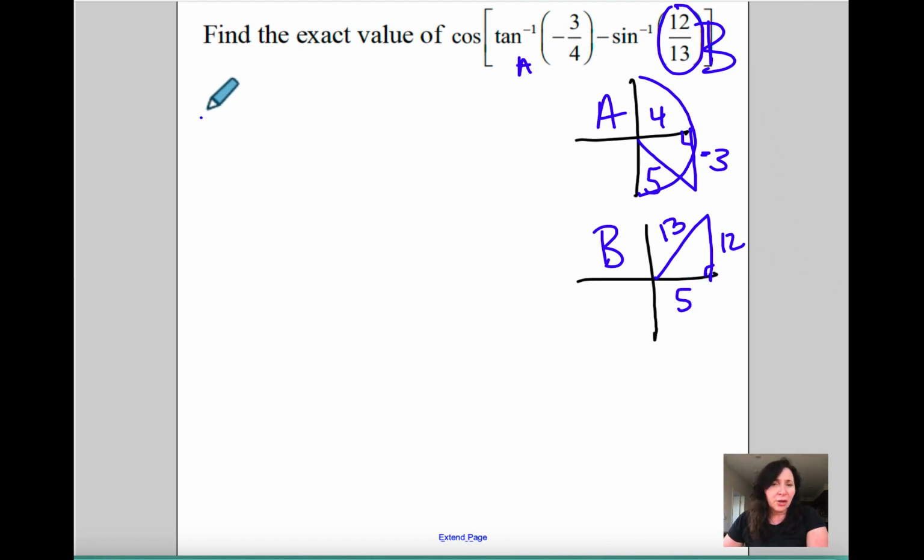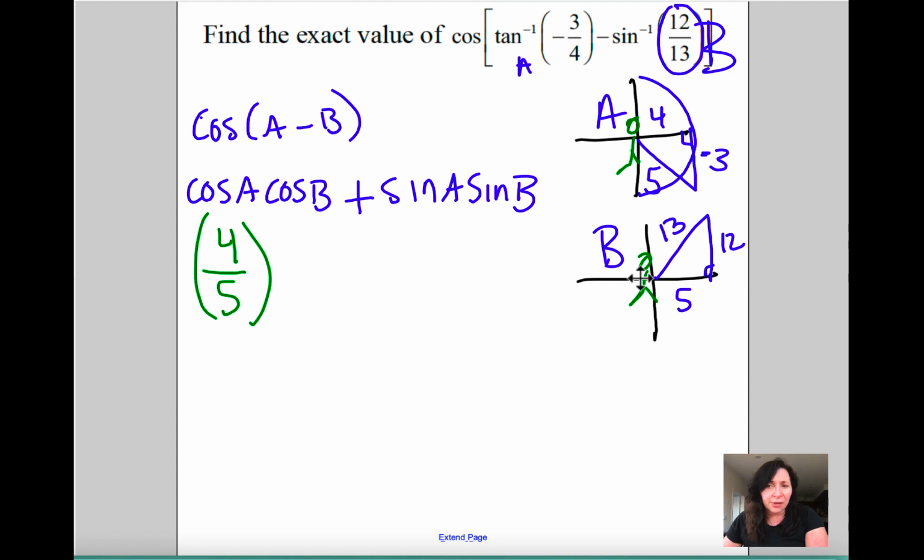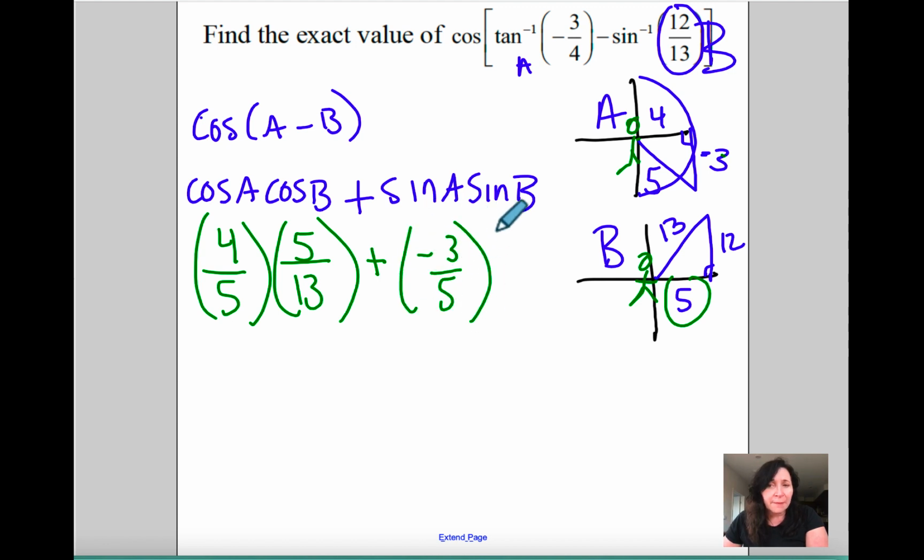All right, cosine goes cosine of A minus B. So you're going to write it out. You're going to go cosine of A, cosine of B, plus sine of A, sine of B. So cosine of A, here we are. This is you, cosine, adjacent over hypotenuse, times cosine of B, down here, cosine adjacent over hypotenuse. Okay, plus sine of A, sine opposite over hypotenuse, negative 3 over 5 hypotenuse.